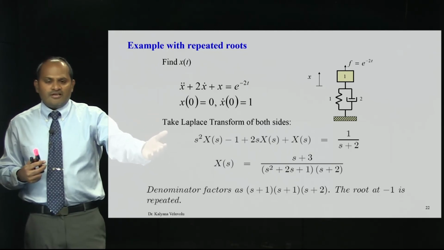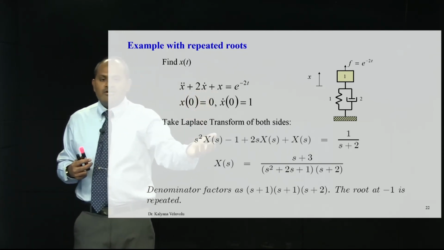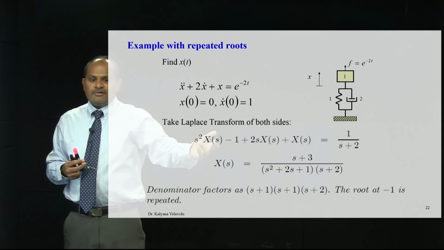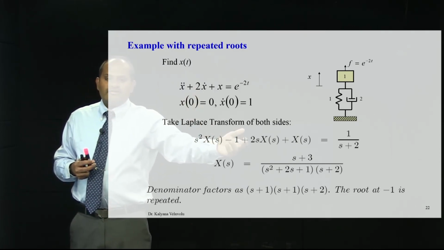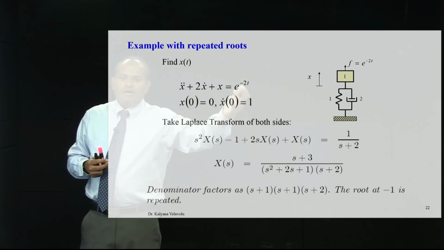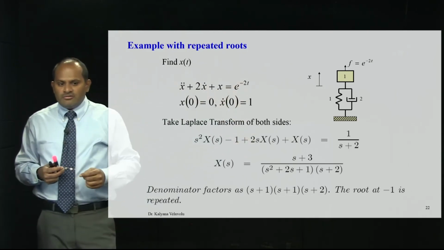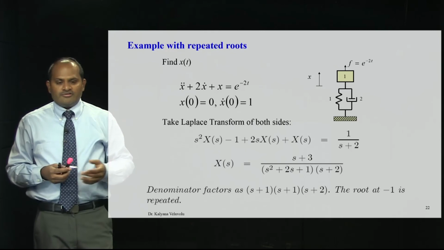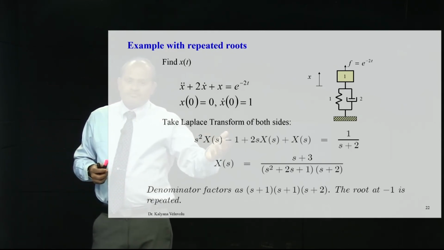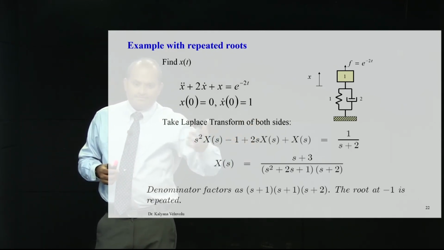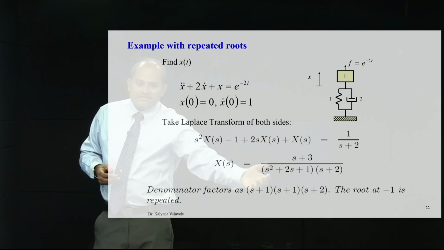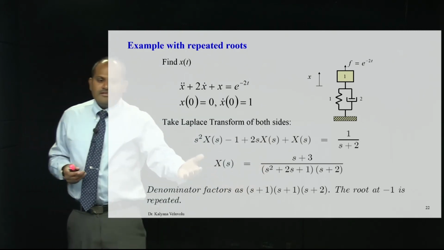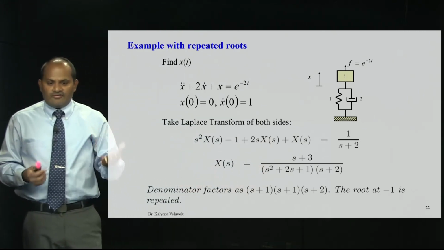Once we apply the Laplace transform, the x double dot will result in s square x of s minus 1, and x dot will be 2 into s into x of s, and x will be x of s, and the Laplace transform of e power minus 2t will be 1 by s plus 2. Now, simplify all the terms, take x of s to one side and the rest to the other side, we get this function, and this is the solution in the frequency domain.